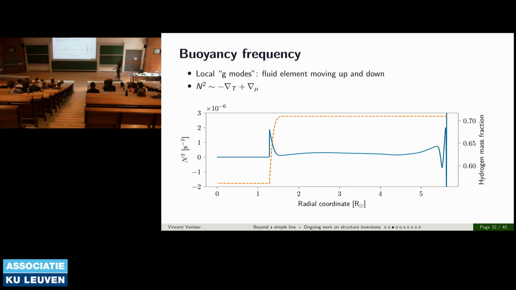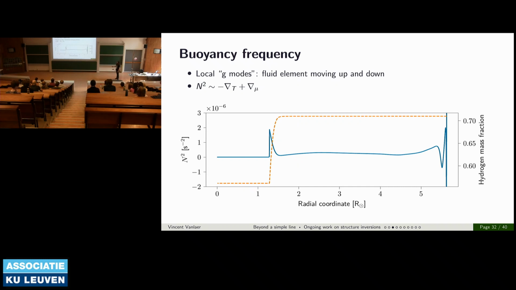What is the buoyancy frequency? The buoyancy frequency essentially tells you that if you take a fluid element in the star and displace it from its position, it would oscillate with a certain frequency around that starting point. That's also why the buoyancy frequency is so linked to the g-modes, because this oscillation is restored by gravity, which is also the restoring force of the g-modes. So if you know the buoyancy frequency, you can almost completely calculate how the frequencies of your g-modes will behave.